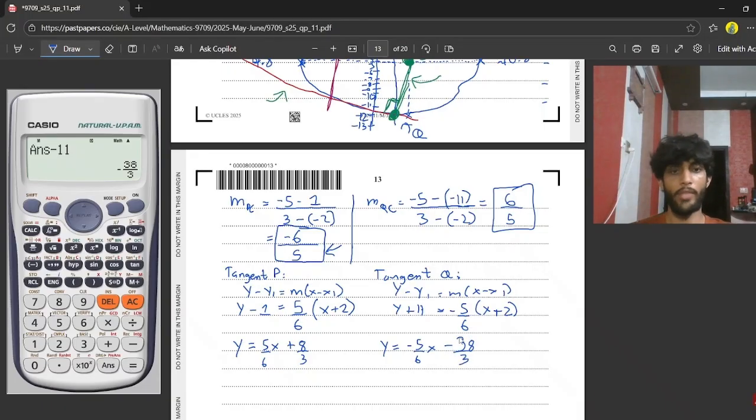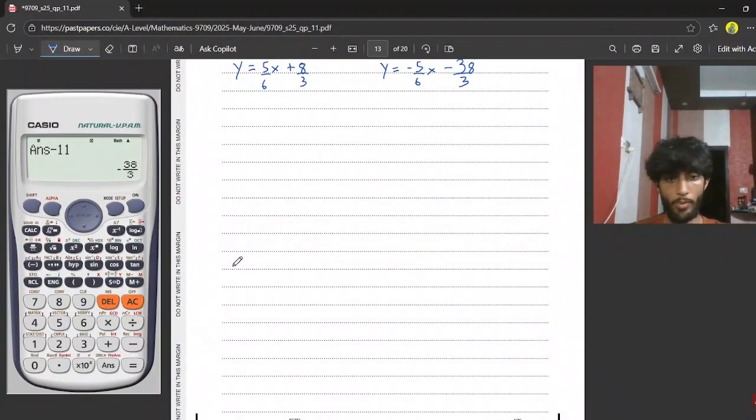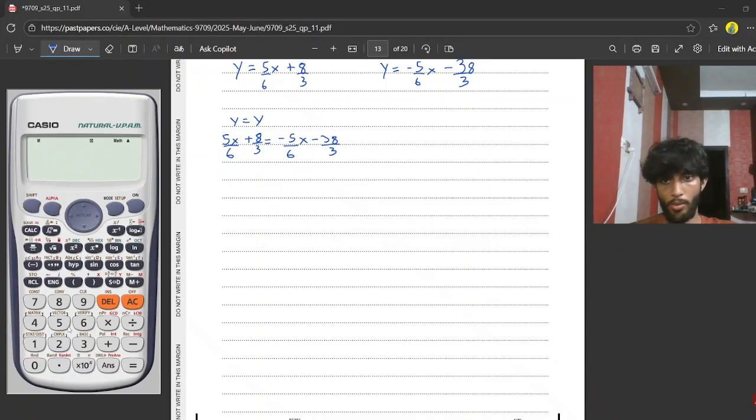Now we need to solve these two equations simultaneously. And I'm really running out of space over here. So we can say that y is equal to y: 5x over 6 plus 8/3 is equal to -5x over 6 minus 38/3. We can get the x terms on one side, so 5x/6 plus 5x/6 is just going to be 5/3 x. And then we send all the other terms to the other side: -38 divided by 3 minus 8 divided by 3 is going to be -46/3.